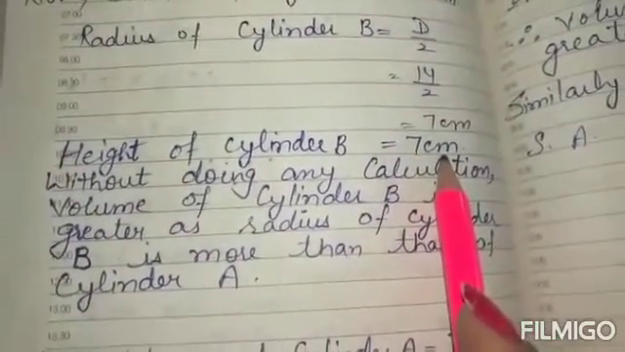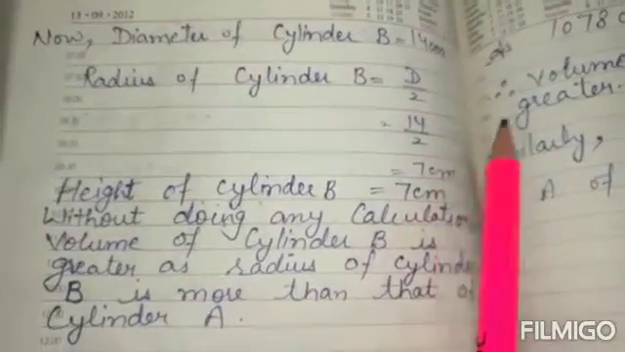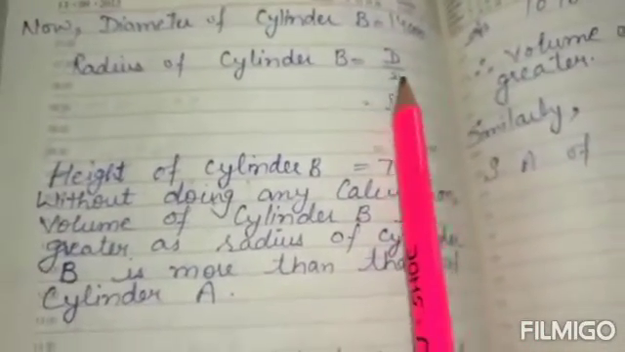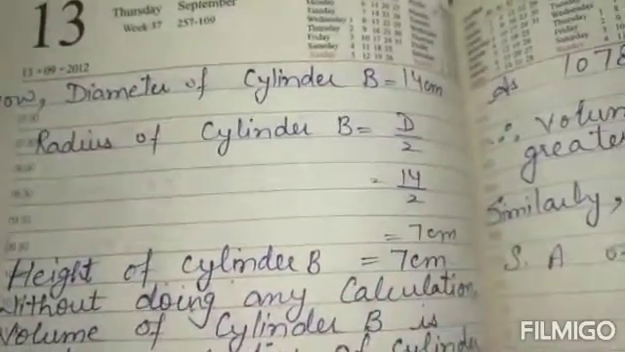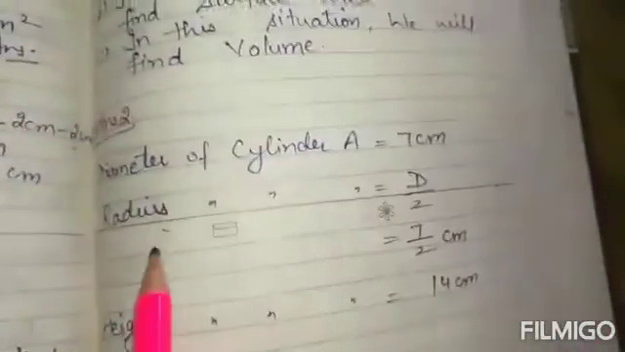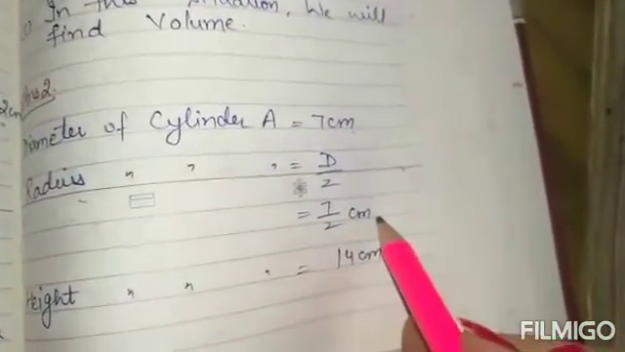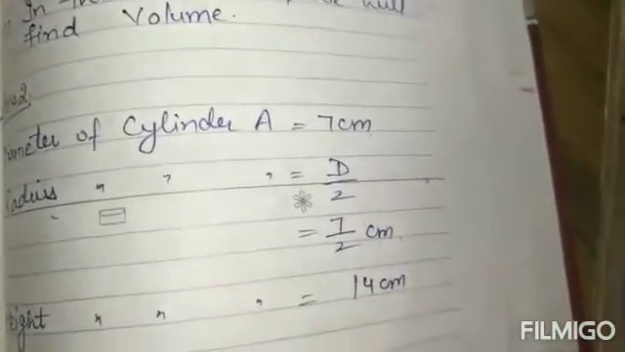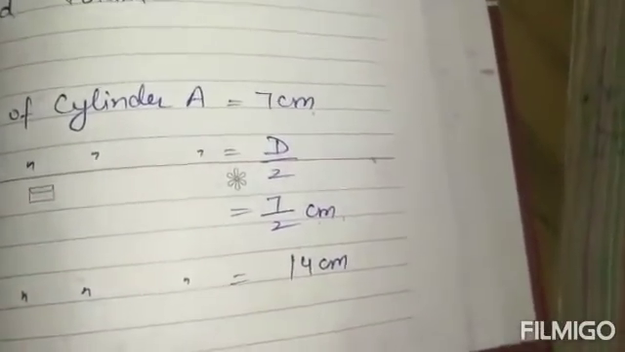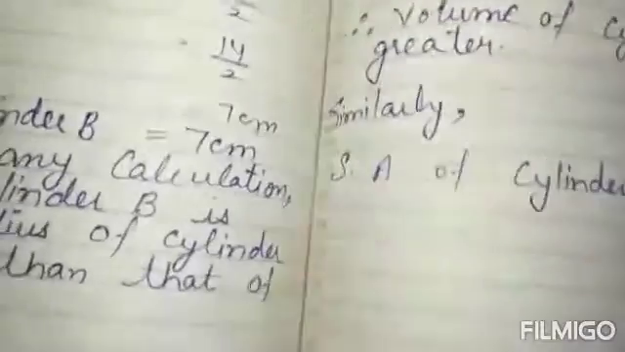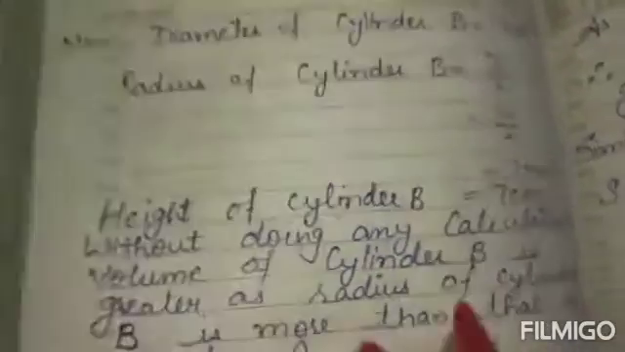Now without doing any calculation, volume of B is greater as radius is greater. Because radius of cylinder B is 7 centimeter and radius of cylinder A is 7 by 2 centimeter. Yes, because according to the formula pi r square h, that means r square, so the one with greater r will have greater volume. Clear?